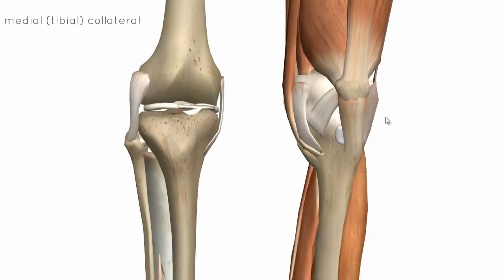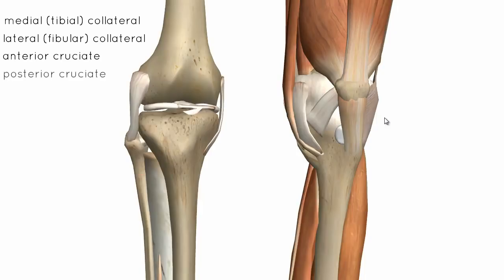So you've got a medial collateral, lateral collateral, anterior cruciate, posterior cruciate, and a patellar ligament that you need to know about.